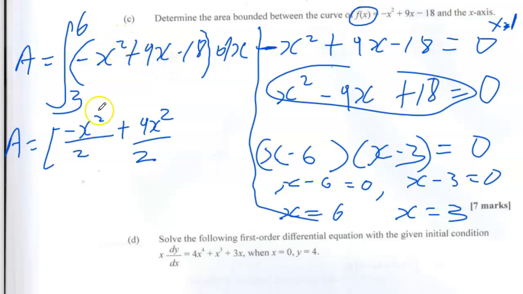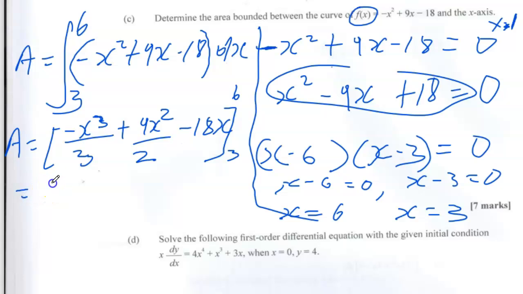Add 1 to the power, x to the power of 3, divide by the power 3, right? Add 1, 2, divide by 2. And integrate negative 18, it's negative 18x. Look at negative 18 as negative 18 times x to the power 0. So add 1, you get x to the power 1, divide by 1. And the limits are 6 and 3.